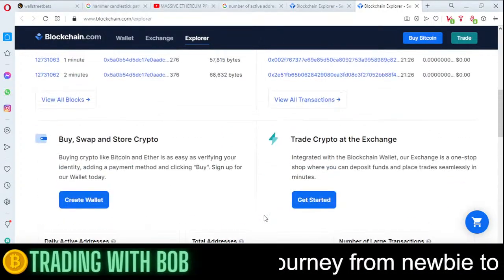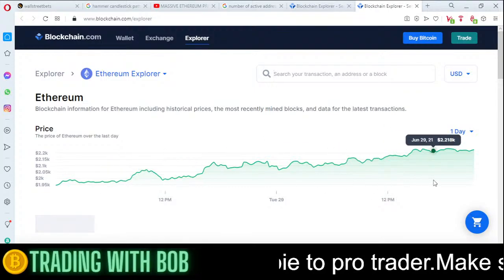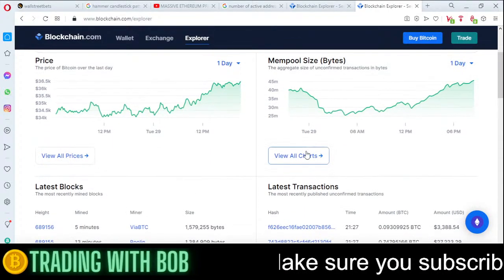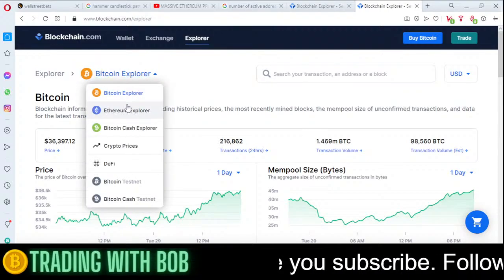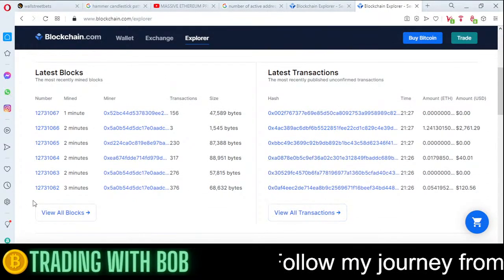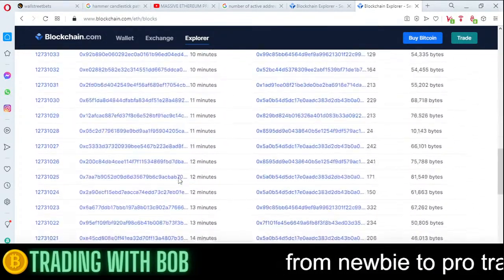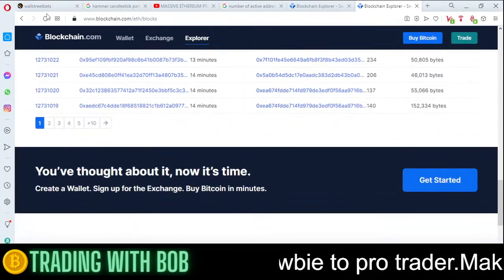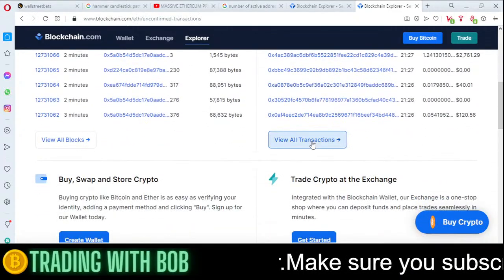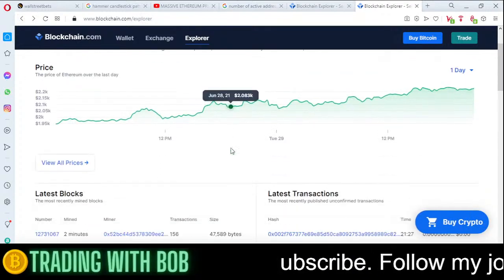Okay, so latest block, what is this? Let's change to Bitcoin. Let's see if it'll give me, yeah, there you go, it says view all charts, but with Ethereum it doesn't give me that option. View all blocks, well, I don't want to look at that. Okay, and then here, view all transactions. No, I don't want to look at that either.